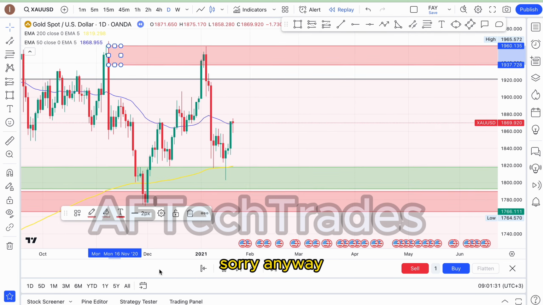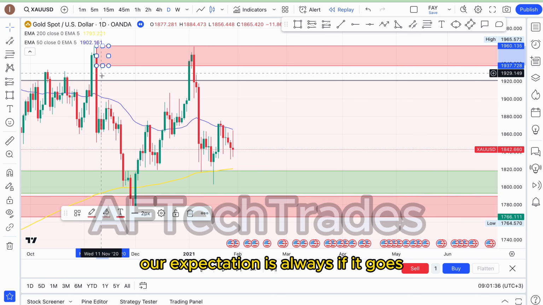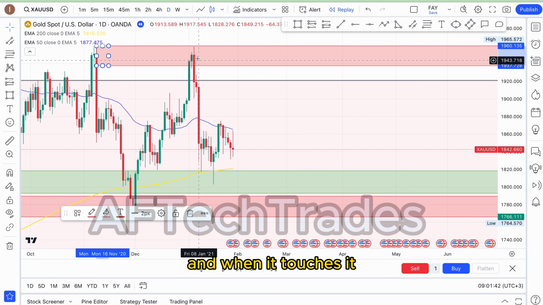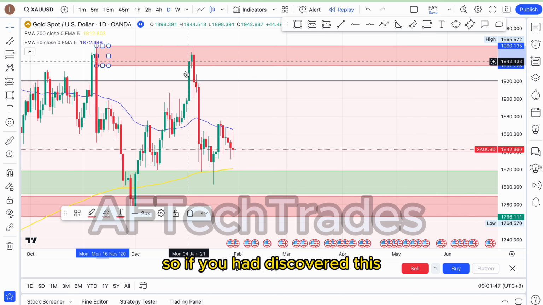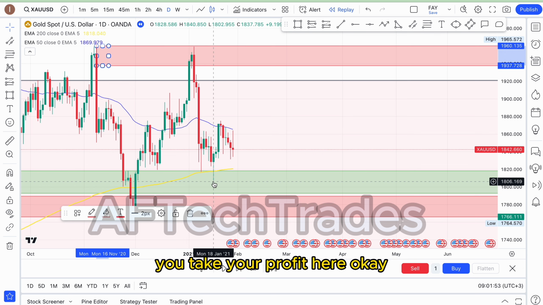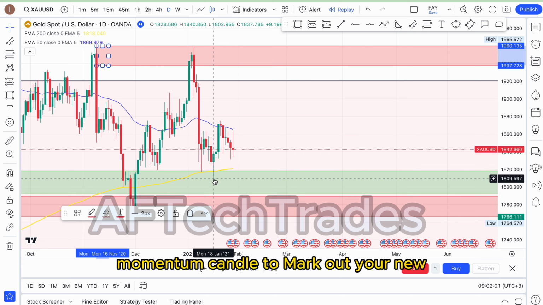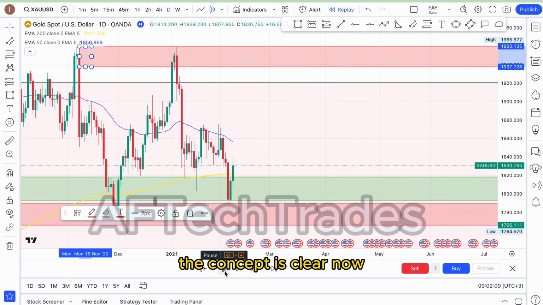So sorry, anyway, I will just pause to explain to you. When we mark this as supply zone, our expectation is always, if it goes, it's going to come back to touch that place, and when it touches it, we look for entry position and take our sale. So if you had discovered this and you also place an entry here targeting this region, you take your profit here. Okay, that's it. You'd have taken your profit here. Then again, you look for another momentum candle to mark out your new supply or demand zone. Let's continue. The concept is clear.